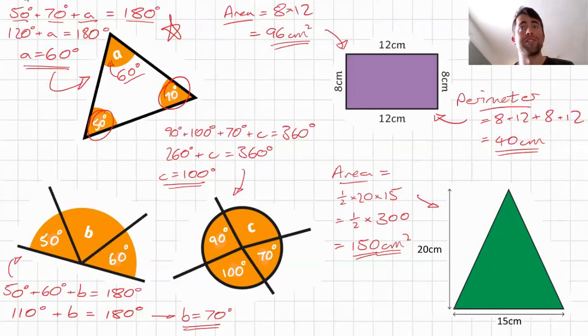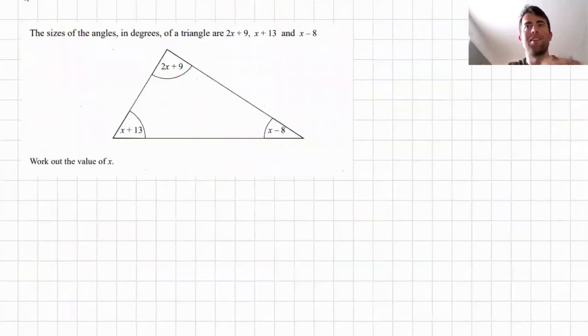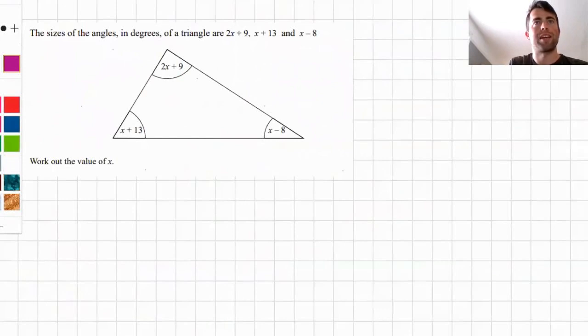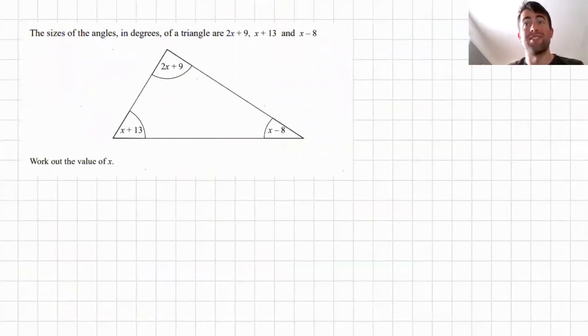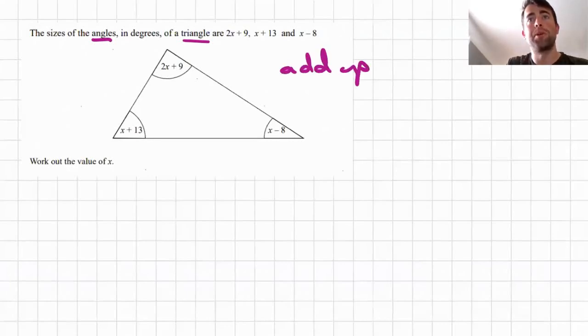Okay, well done if you got those questions right. If you didn't, check my working and try to figure out why you didn't get them right. We're going to move on now to that scary looking exam question. Let's see how we do with it. Okay, the first thing I want to do is read it through slowly. The sizes of the angles in degrees of a triangle. Stop! Before we go any further, you can write something down there. You know something about angles in a triangle. We know that they add up to 180 degrees.